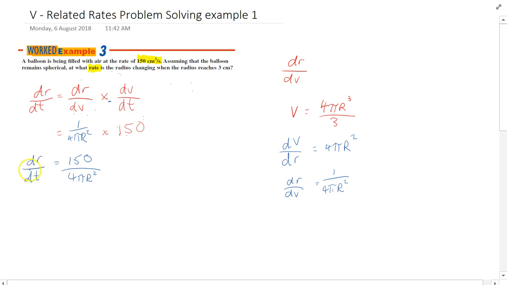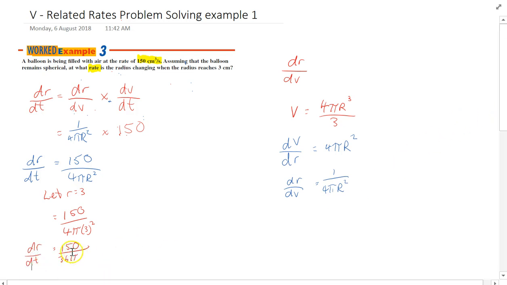So now that gives me the change in radius with respect to time, and it says at what rate is the radius changing when the radius reaches 3 centimeters. So really simple from here, let r equal 3. That means that it's going to be 150 over 4 pi 3 squared, which is 150 over 9 times 4, which is 36 pi. So that's the rate at which the radius is changing with respect to time.